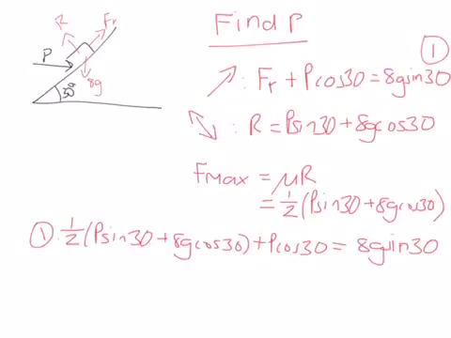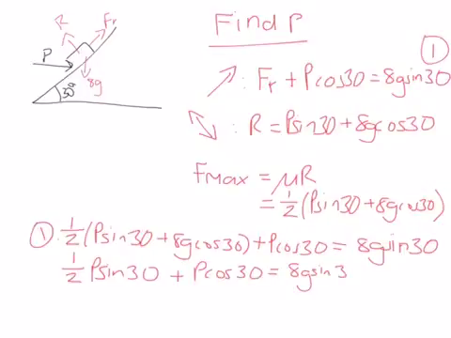So if we then move all of the terms that don't have a P to the other side, and all of the terms that do have a P to this side, so we're going to have a half P sine 30 plus P cosine 30 equals 8g sine 30 minus our 4g cosine 30, and that 4g comes from 8g divided by 2.